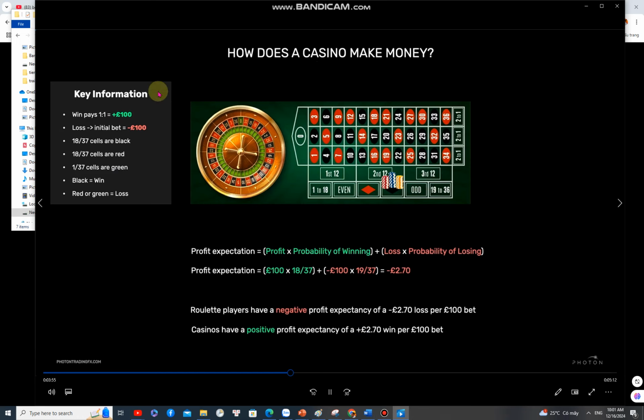Now in America, they actually have 2 green zeros on the roulette wheel. So if you are going to go and play roulette, you're better off going to Europe to play, where there is only 1 zero and the odds are slightly higher on the tables there.